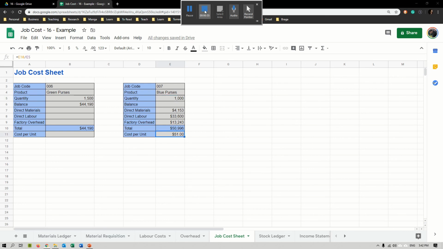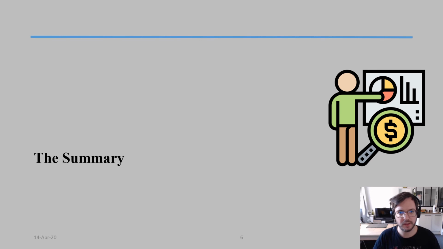So once again, all I have to do is divide the total by the quantity produced, and I get my cost per unit. In this video we understood what to do with the costs when we have a work in process, in other words a job that is still not completed, and we transfer them to balance. And we also learned how to calculate the cost per unit once a job is completed.